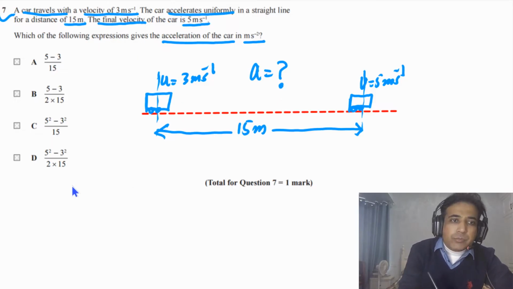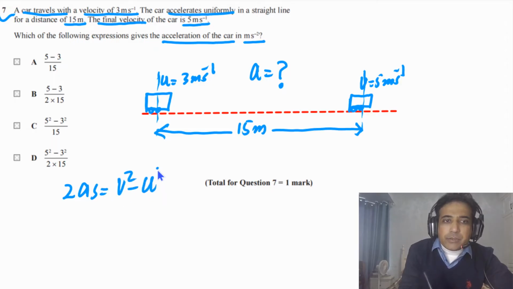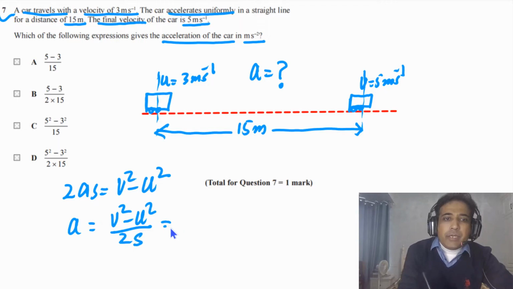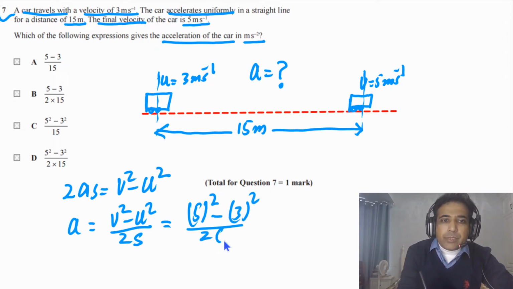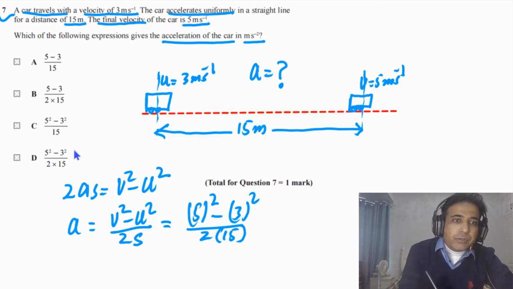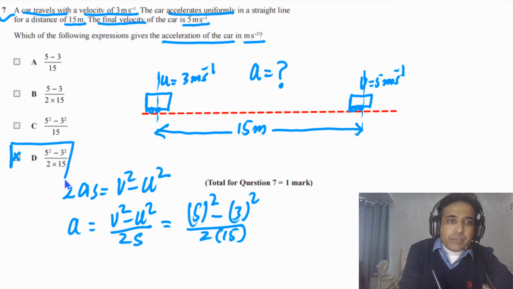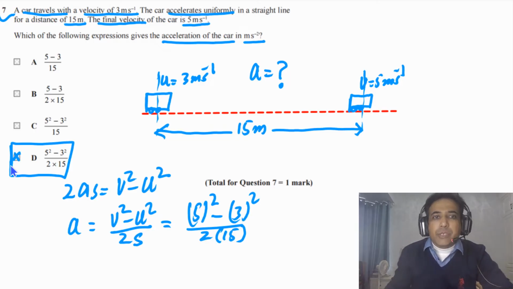Acceleration is constant, so we can use 2as is equal to v square minus u square. We need to calculate the value of a, so a will be equal to v square minus u square divided by 2s. Value of v is given, that is 5, and value of u is given, that is 3, divided by 2 times 15. Now if you look at the given options, option D is the right answer. So this is how you can figure it out.